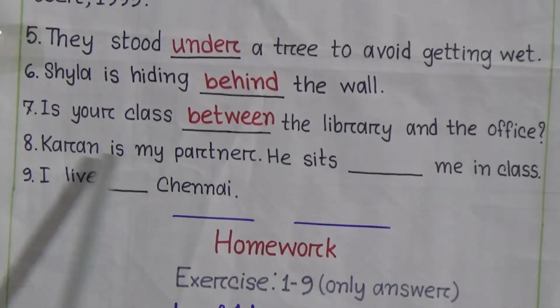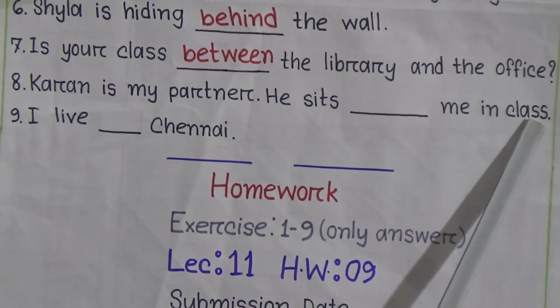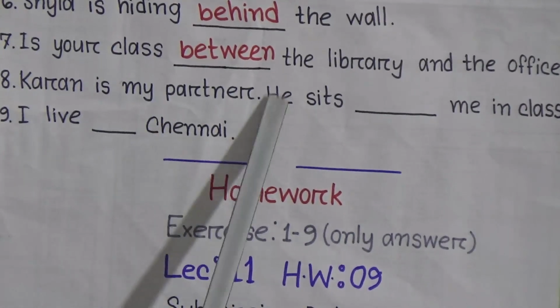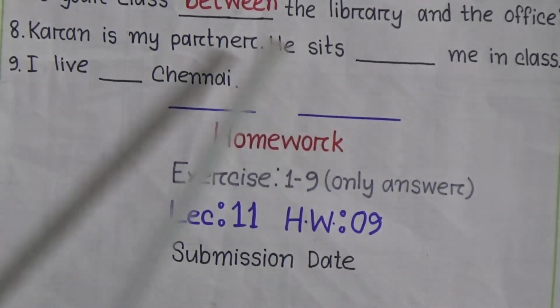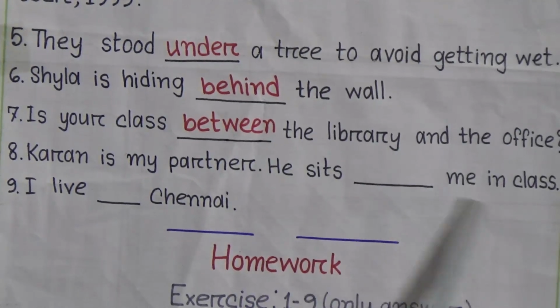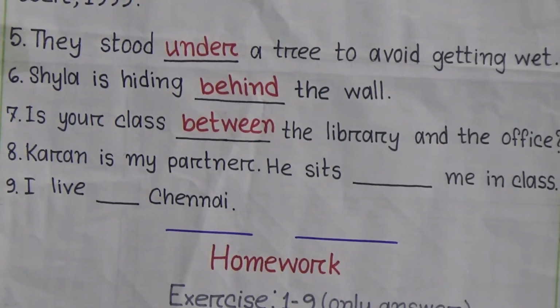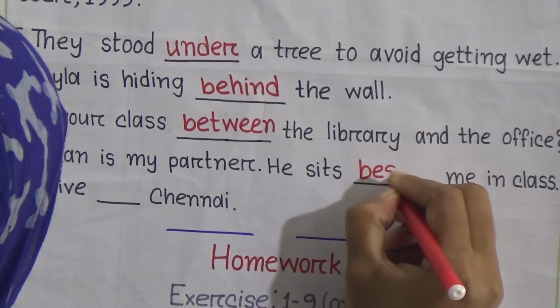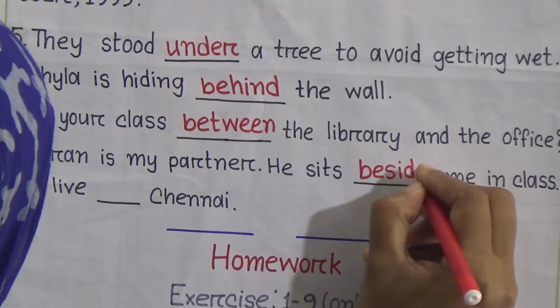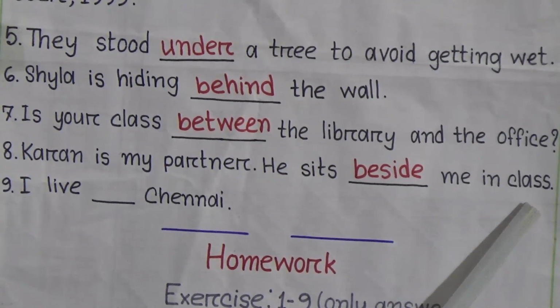Number 8. Karan is my partner. He sits dash me in class. Okay, we sit with our partner, right? Beside our partner. So here the sentence saying Karan is my partner. He sits dash me in class. He sits beside me, at the side of me. So as preposition we have to write beside. B-E-S-I-D-E, beside. He sits beside me in class.